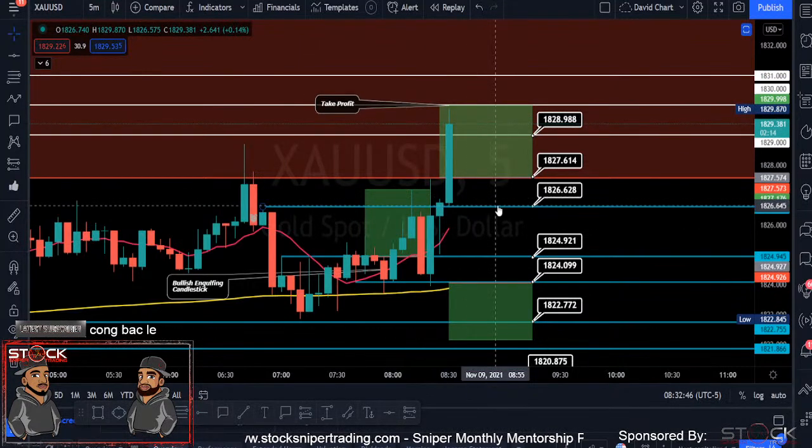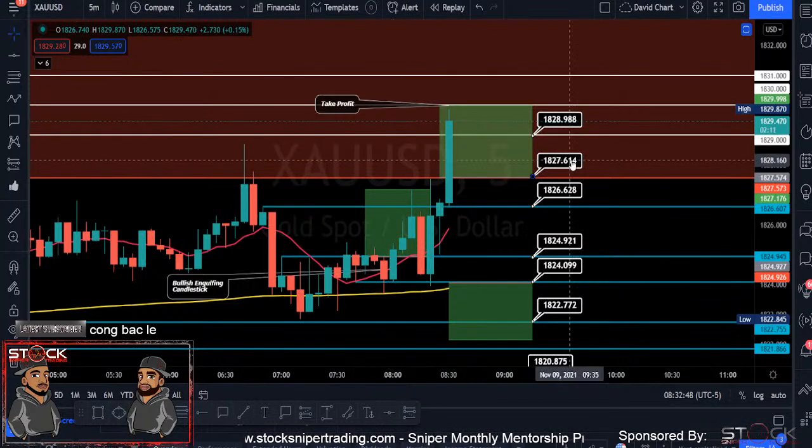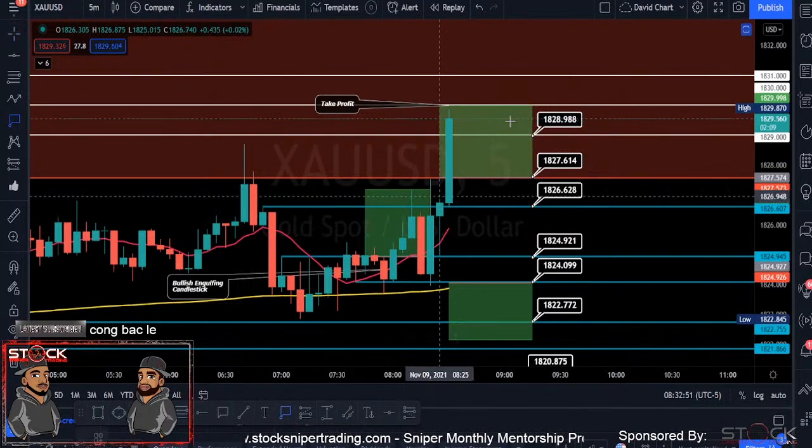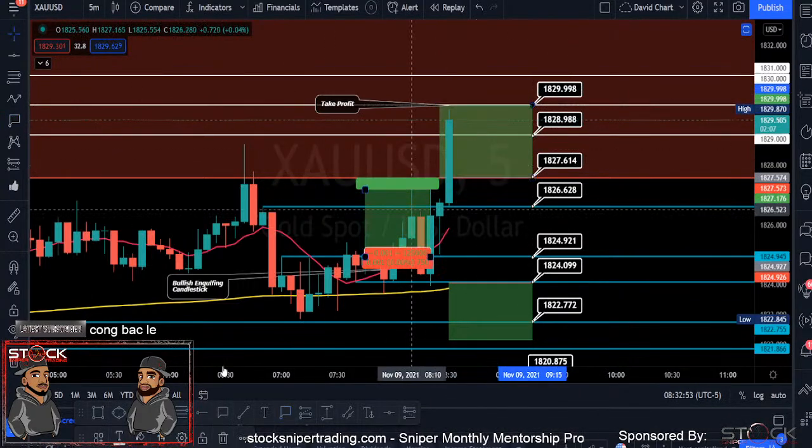But that's where I would be looking at grabbing this bag. Okay, for real. If you understand that move, that's a solid move. You don't need much more.